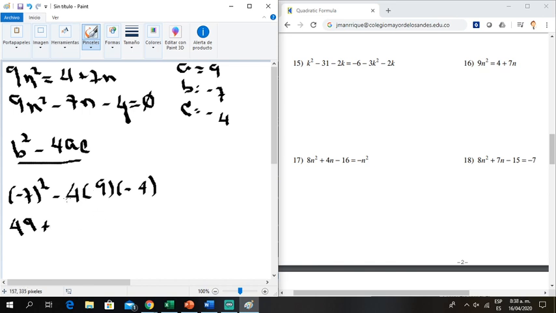We have 4 times 9, 36 times 4, it's 144. Now 49 plus 144 is 193. Like you can see, in this case the discriminant is bigger than 0. So the answer, I know that we have in this case 2 zeros.